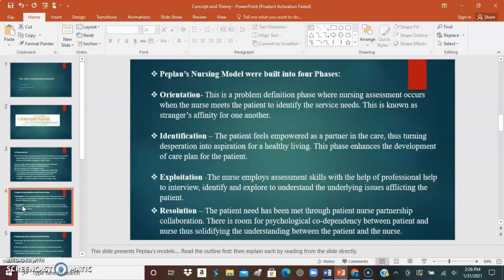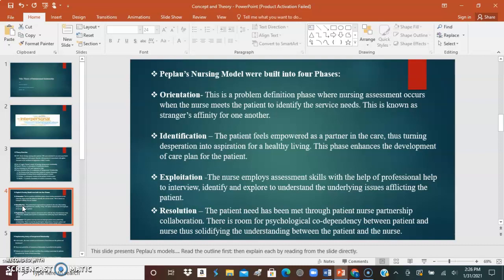You have the identification phase. The patient feels empowered as a partner in the care, thus turning the separation into aspiration for a healthy living. This phase enhances the development of care plan for the patient. The exploitation phase. The nurse employs the assessment skill with the help of professional help to interview, identify, and explore to understand the underlying issues afflicting the patient.